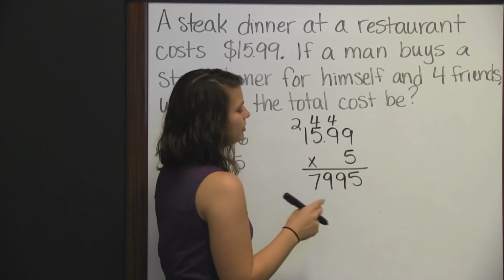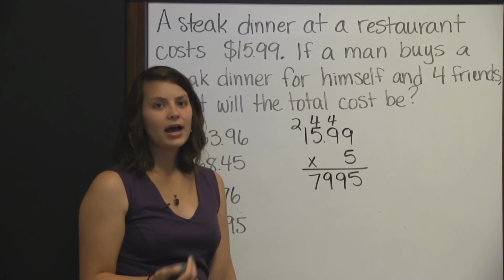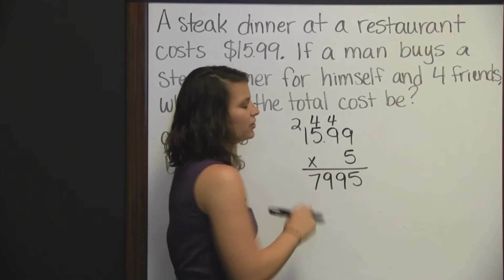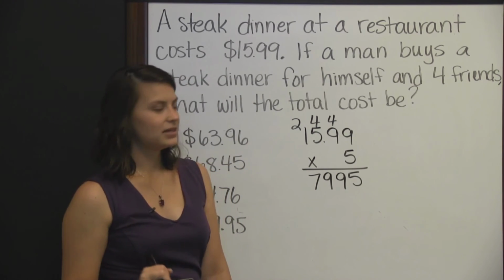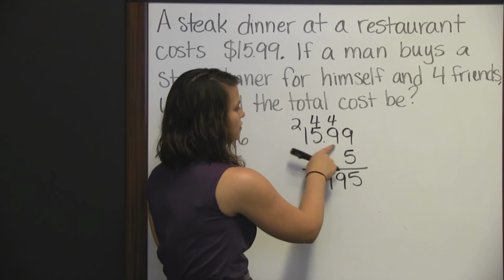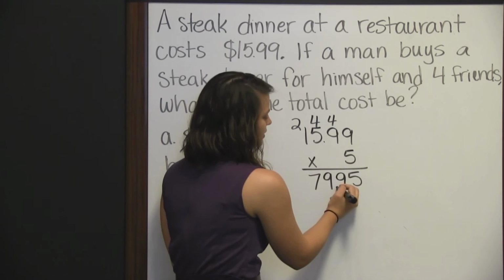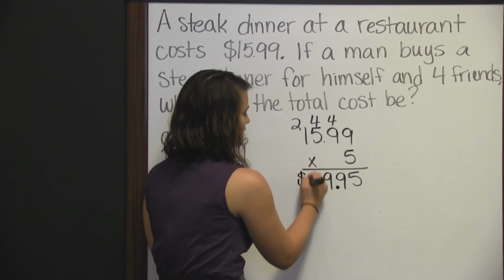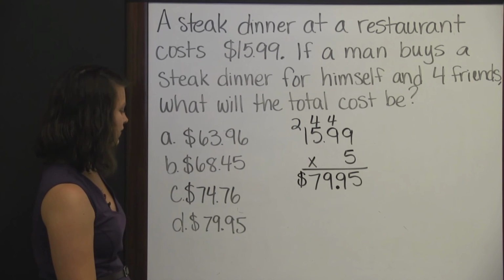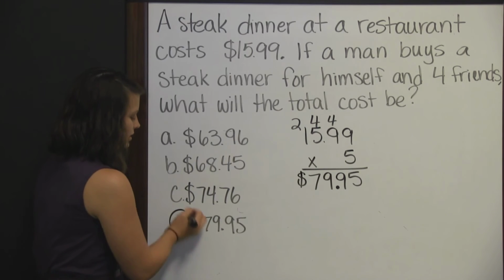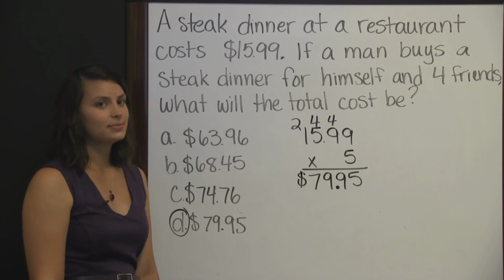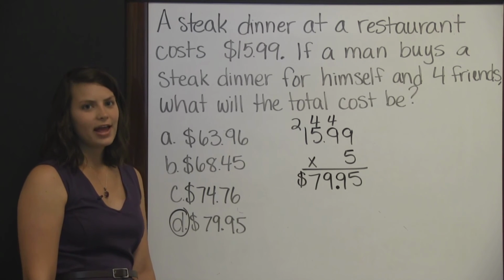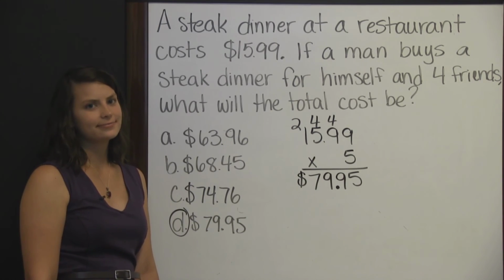When multiplying numbers, the number of numbers behind the decimal place depends on the number of numbers behind the decimal in the two numbers you multiplied together. So here we have two numbers behind our decimal, and so we have two numbers behind our decimal in our answer as well. So the answer is $79.95, which is answer choice D. It's going to cost him $79.95 to pay for his steak dinner and the steak dinners of his 4 friends.